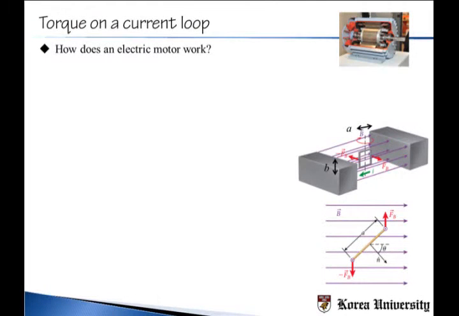Okay, in here, let's think about how an electric motor works. So, what is an electric motor? An electric motor is a device to generate rotational motion using electric current. And this is an example.